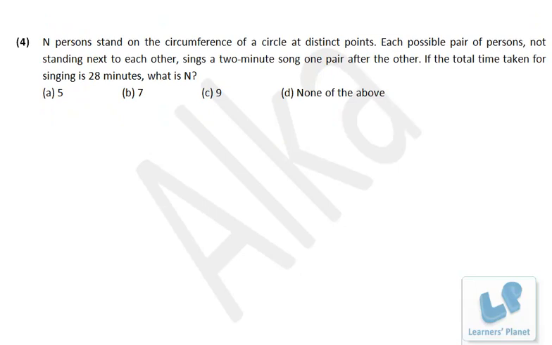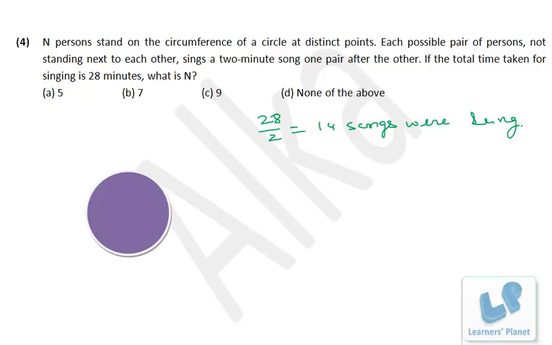Now the next question is, if n persons stand on the circumference of a circle at distinct points, each possible pair of persons not standing next to each other sings a 2-minute song, one pair after the other. If the total time taken for singing is 28 minutes, what is n? So every song is for 2 minutes, and in all it is taking 28 minutes. That means in all 14 songs were sung, right?